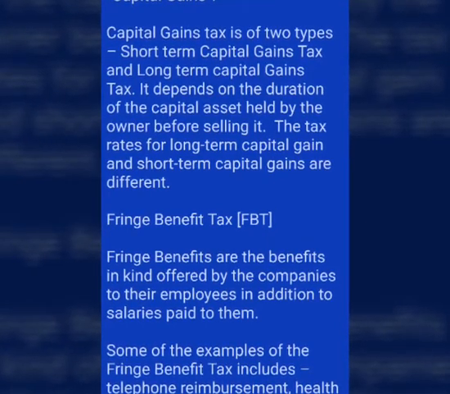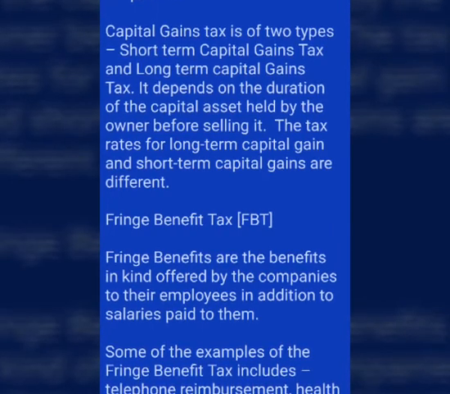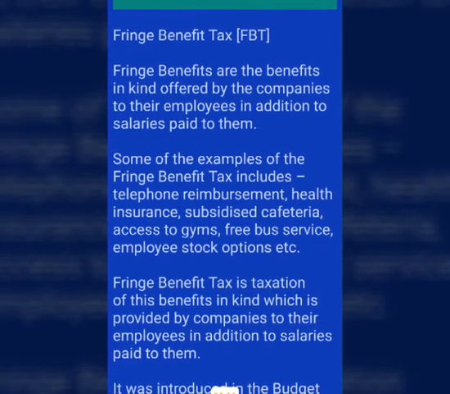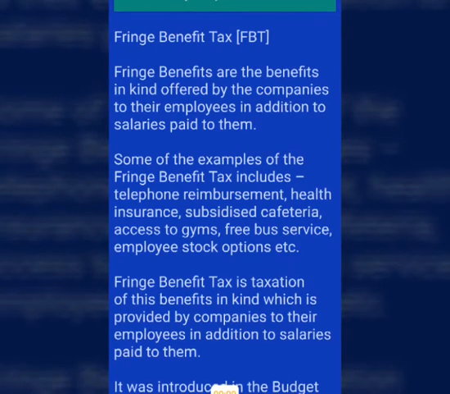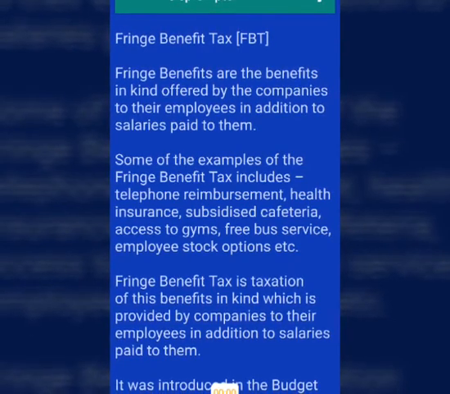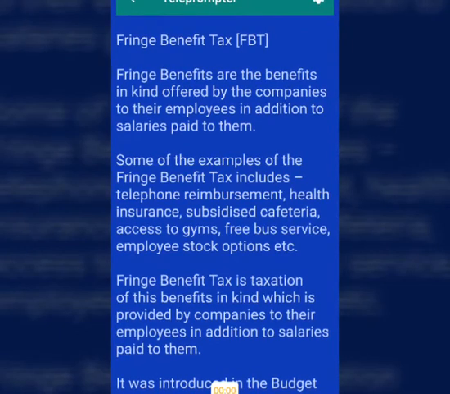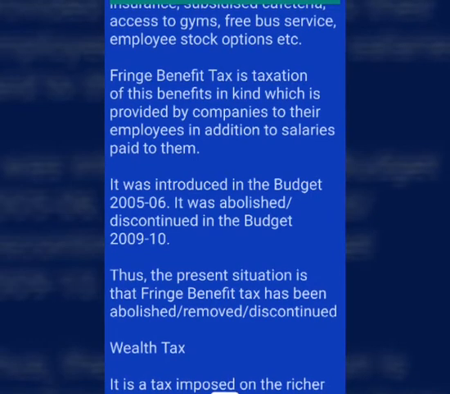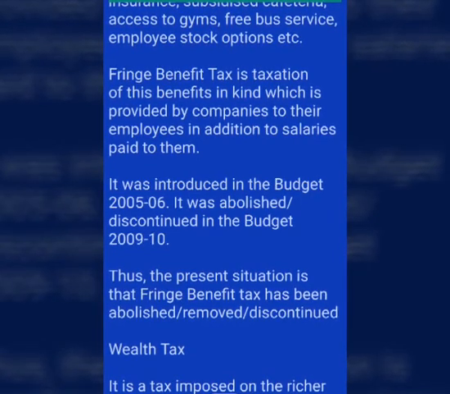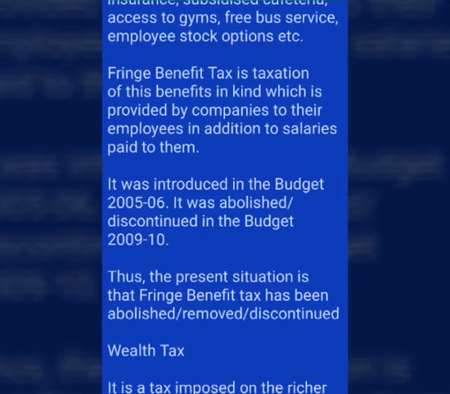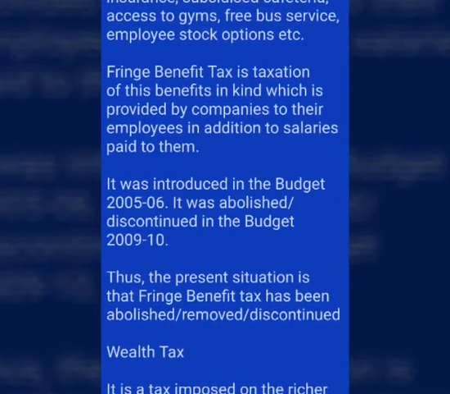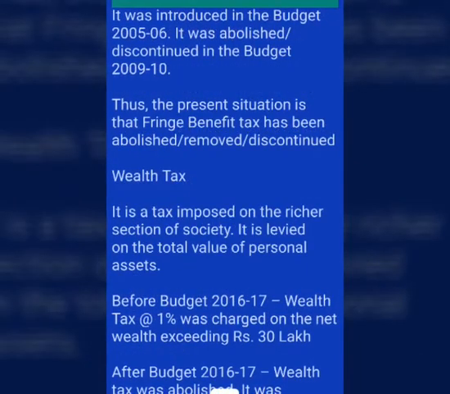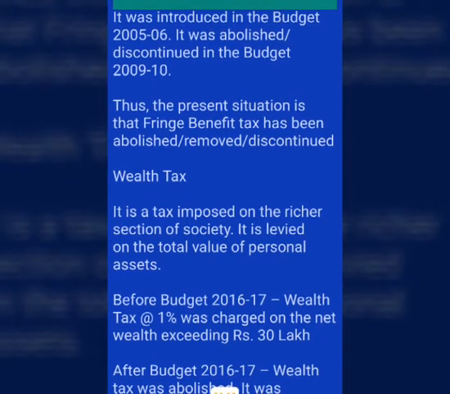Fringe Benefit Tax, FBT. Fringe benefits are the benefits in kind offered by the companies to their employees in addition to salaries paid to them. Some of the examples of fringe benefits include telephone reimbursement, health insurance, subsidized cafeteria, access to gyms, free bus service, employee stock options, etc. Fringe benefit tax is taxation of these benefits in kind which are provided by companies to their employees in addition to salaries paid to them. It was introduced in the Budget 2005-06. It was abolished in the Budget 2009-10. Thus, the present situation is that fringe benefit tax has been abolished, removed, discontinued.